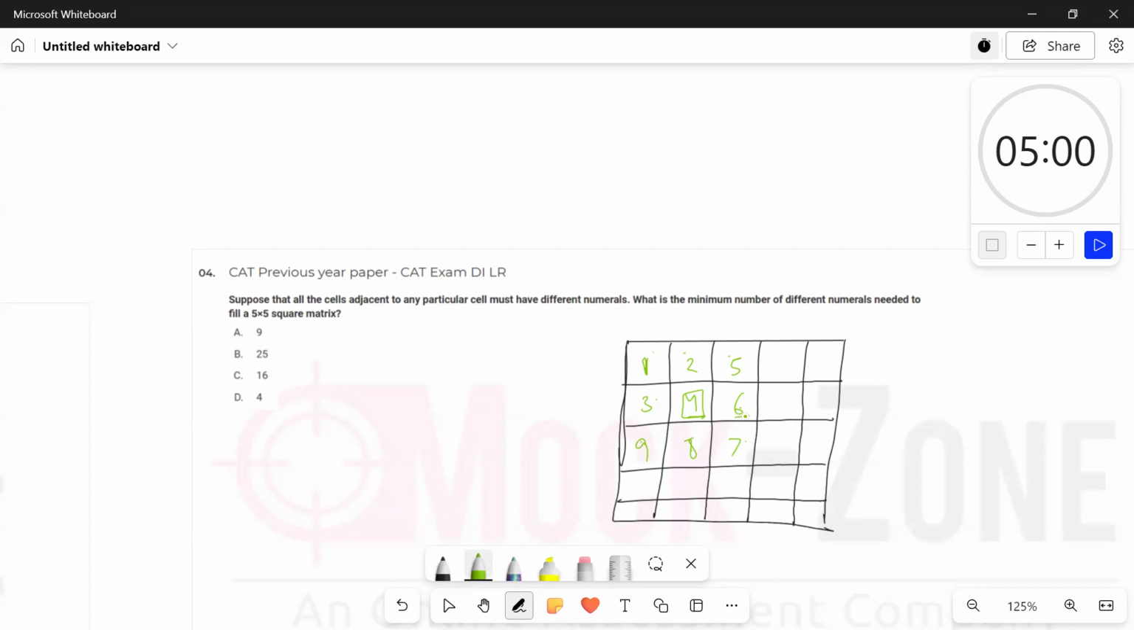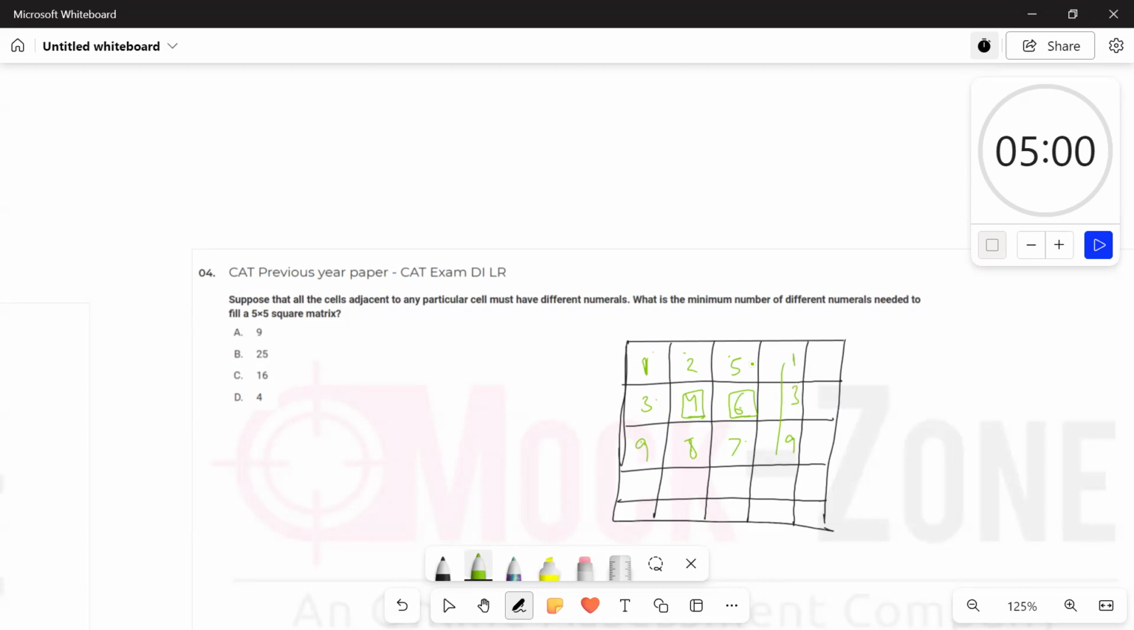Now, coming to this 6, we have 2, 4, 8, 7, and 5 as neighbors or adjacent cells. We have to keep the number of different numerals to a minimum. So what about these 3? These 3 can take the values of 1, 3, and 9. 1, 3, and 9 again, because this 1, 3, and 9 won't be adjacent to this 1, 3, and 9. And similarly, we can fill the entire grid.